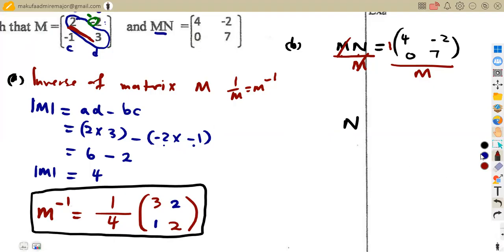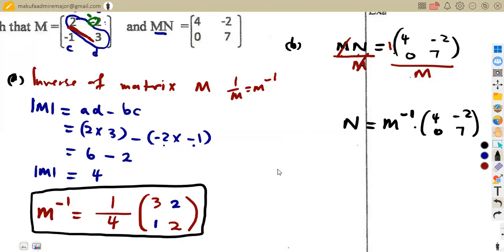So what does it mean? It simply means here I'm multiplying this matrix by the inverse of M, the matrix that I'm already having here, which is 4, minus 2, 0, 7. If I multiply this by the inverse of M, which is 1 over M, I'm obtaining N, because here I've cancelled M and M, but on this side, it's 1 over M, which is M to the power of minus 1, which is the inverse. That is what we simply say.